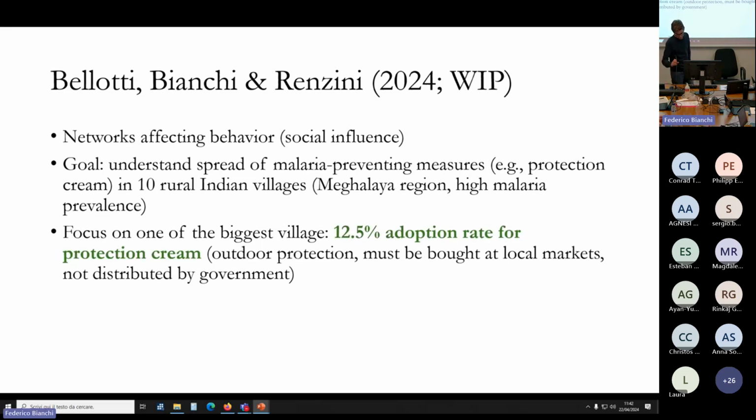Okay, we will particularly try with this empirical case that I'm going to present to fit this 12.5% adoption rate for the biggest of these 10 villages, but ideally we will do this also for other protection measures, not just for cream, and for every village.